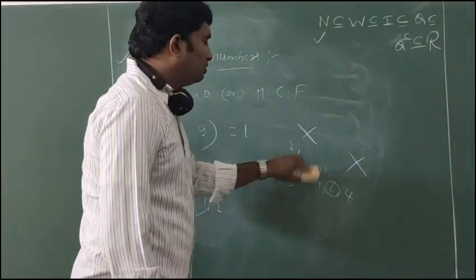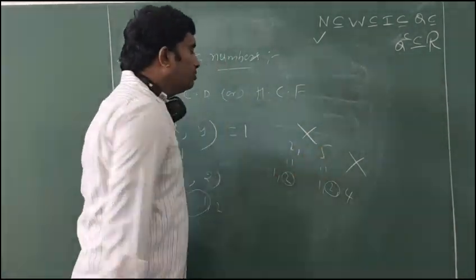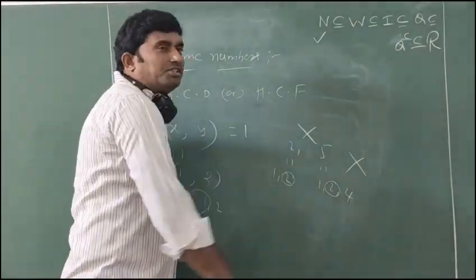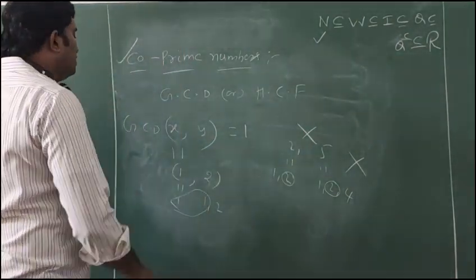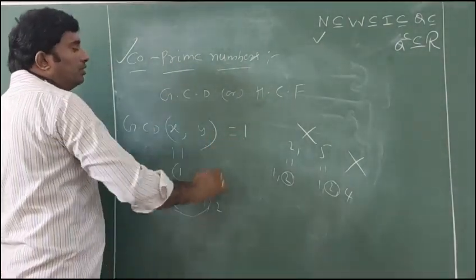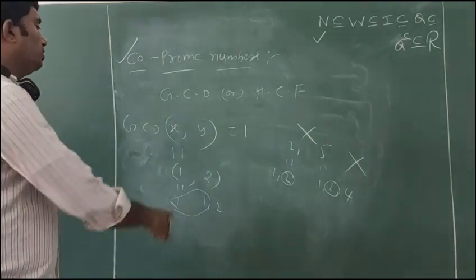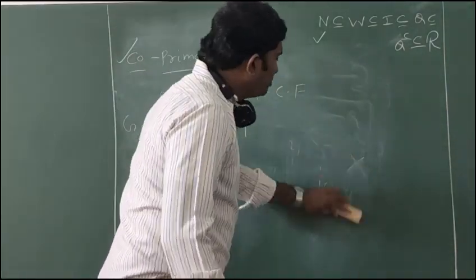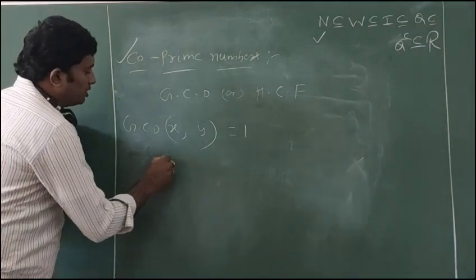Here take 2. Next one you take 5. That means one is a composite number, another one is a prime number. Automatically their common factor, otherwise highest common factor, is no doubt exactly 1. Then the two numbers are called co-prime. You can take single digit or double digit also, no problem.